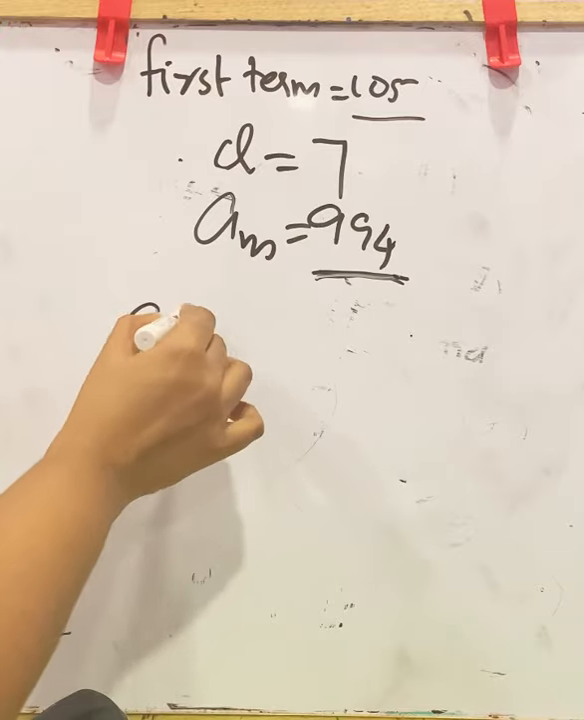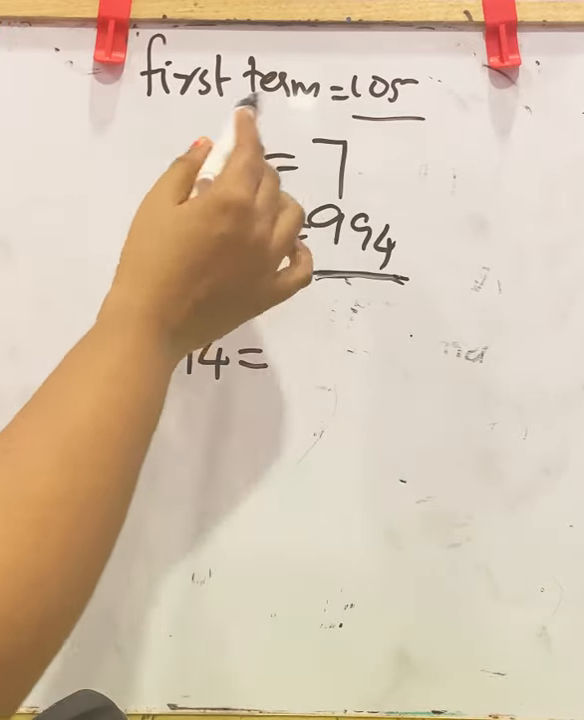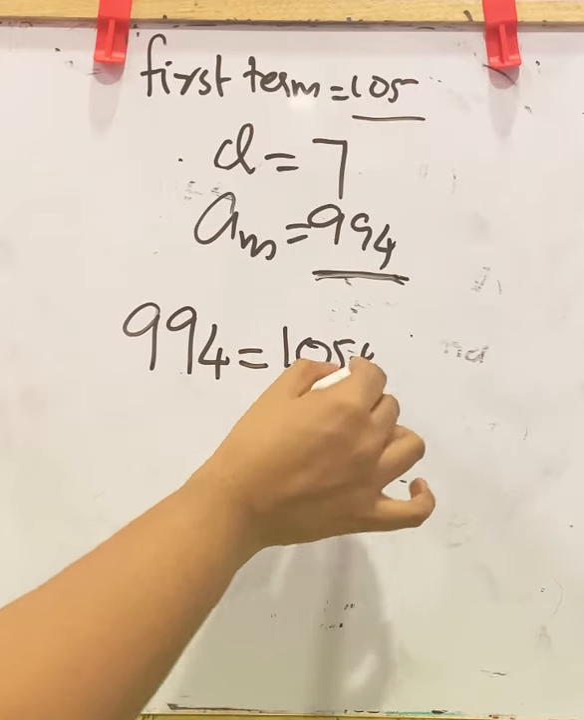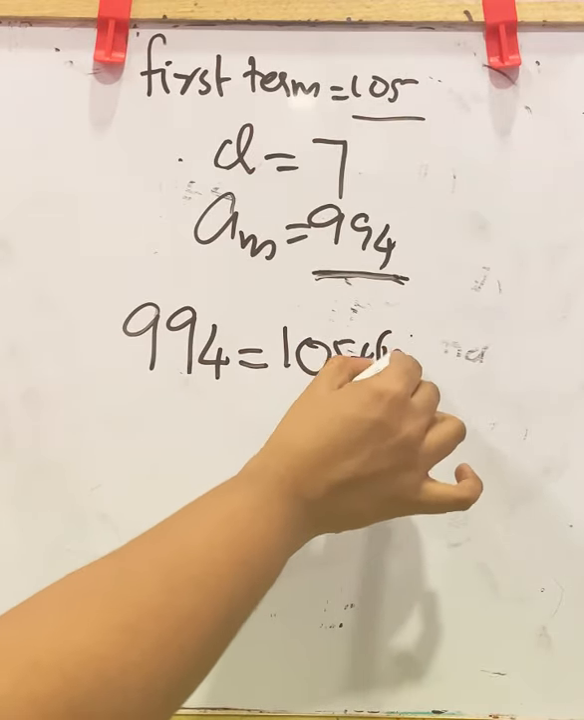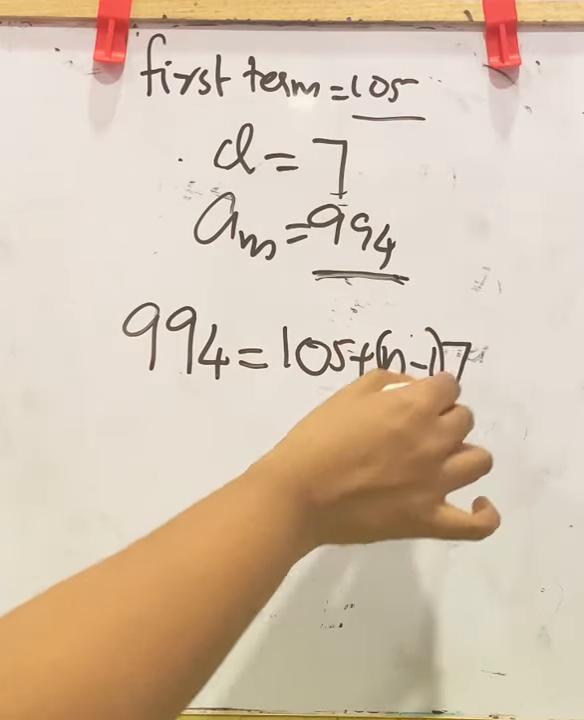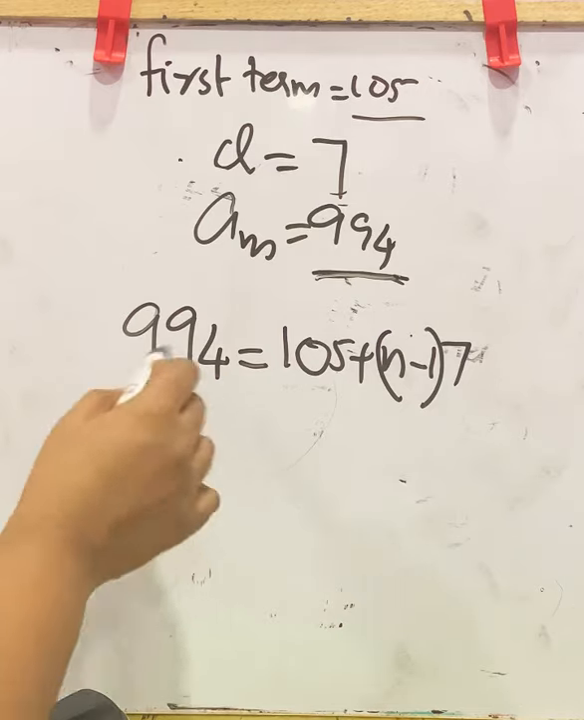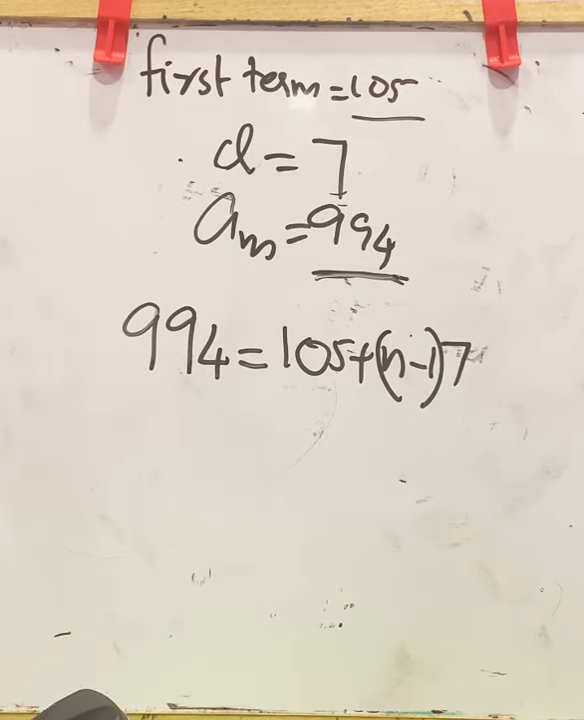So for the last term, we don't know N. So first we will write the first term plus N minus 1, write N there itself, N minus 1 into D. The difference will be 7, because it is a multiple of 7. Now from this you have to find the value of N.